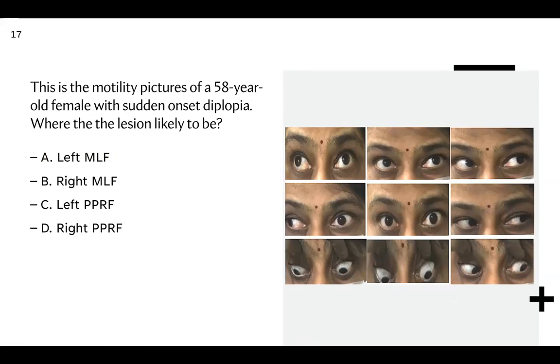Your time has already begun. In case you're wondering what is PPRF, it's the paramedian pontine reticular formation. And I think time is up. The right answer is the left MLF.